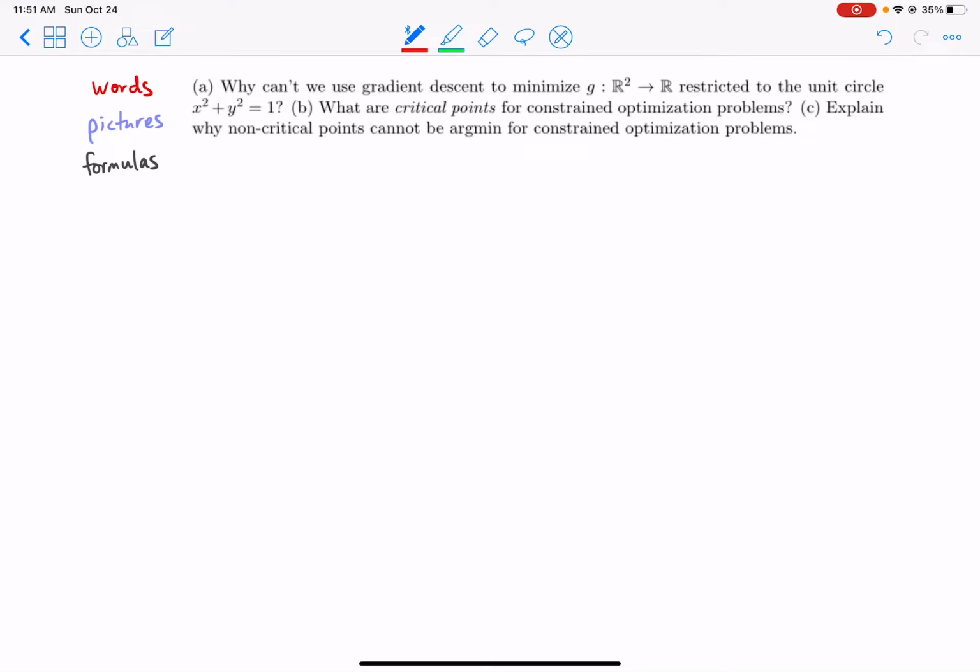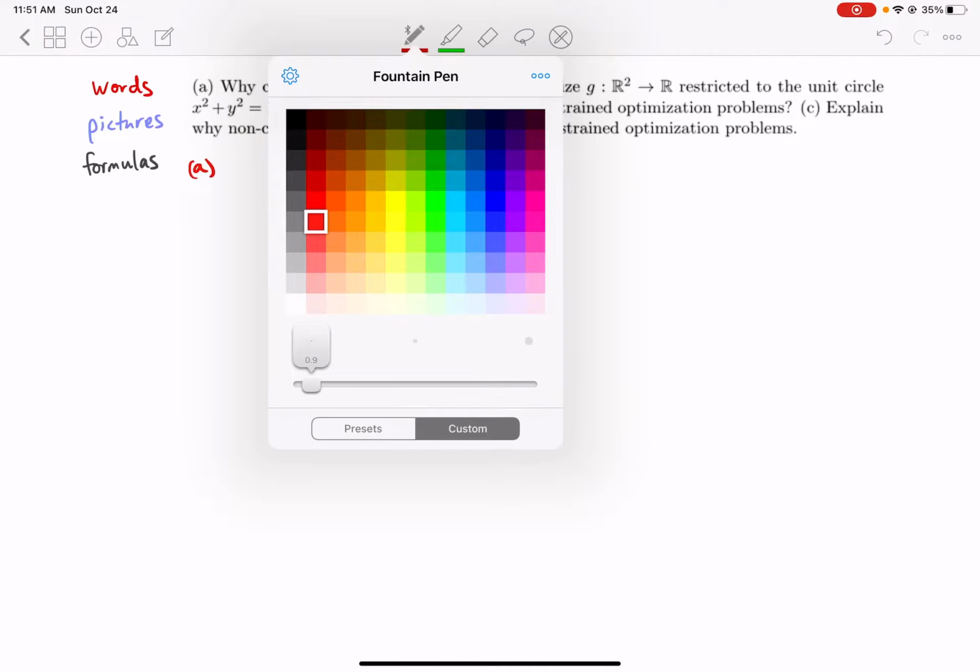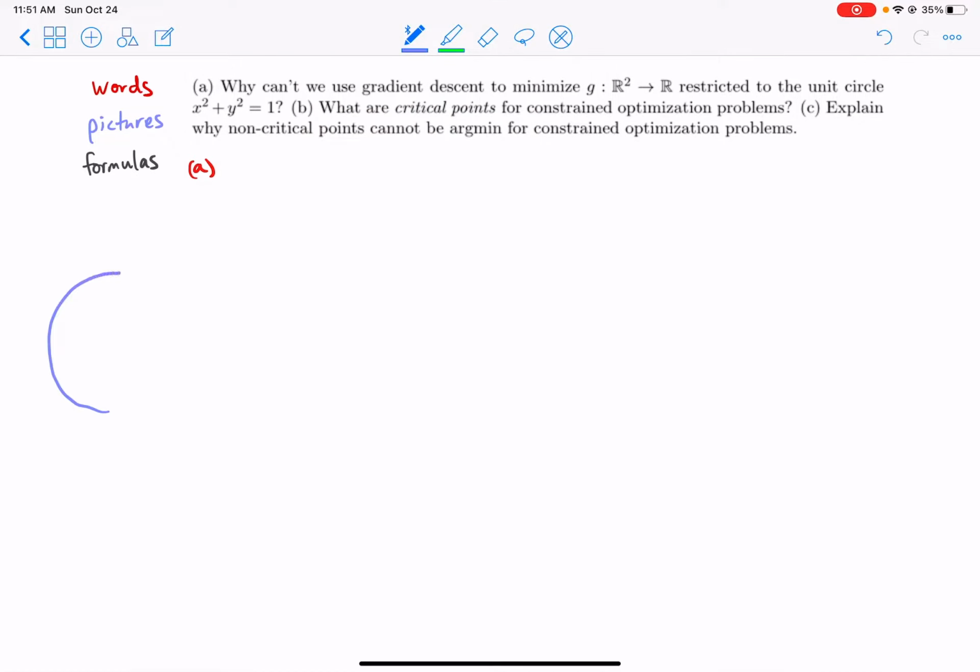Okay, hi everybody. So part A: why can't we use gradient descent to minimize g restricted to the unit circle, namely all the solutions to this equation? For part A, first I'll draw a picture. So here's the constraints. I'll label it constraint set, of all the xy satisfying x squared plus y squared equals 1.